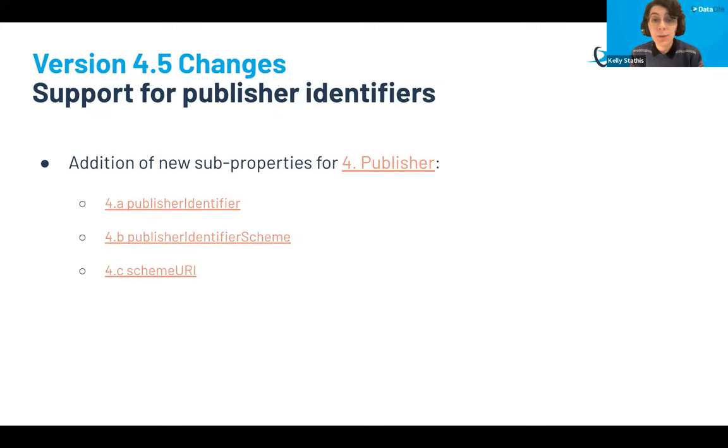Another change that is part of schema 4.5 is the addition of publisher identifiers. And so this is similar to how we support affiliation and funder identifiers. The schema will soon support the inclusion of organization identifiers for publishers, such as ROR IDs. And this is implemented through three new attributes added to the publisher property, all of which are optional: publisher identifier, scheme, and scheme URI.